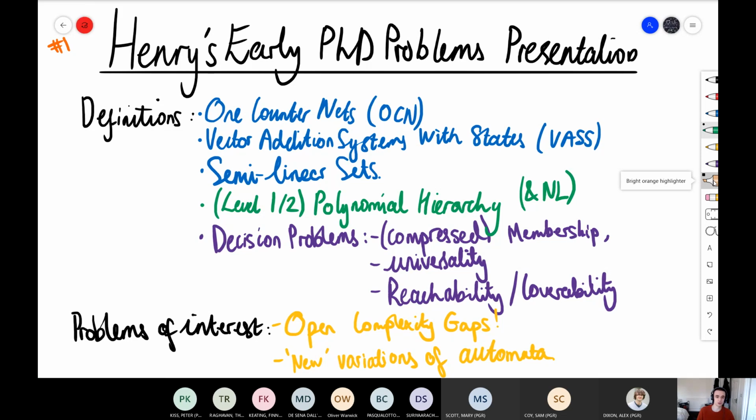And then I'll move on to decision problems, arbitrary decision problems that you can apply to most, if not all, automata that I may or may not care about. Stuff like membership, compressed membership, universality, and then reachability and coverability, though these are more specific to VAS type things. And then the best bit, hopefully I don't ramble too much and I get to the end, I'll talk about open complexity gaps of problems that are of interest, and maybe some new variations of some pre-existing automata. I say new because I don't know if they've been discovered before, but I'm certainly thinking about them for the first time, and hopefully they help me attack some of these problems.